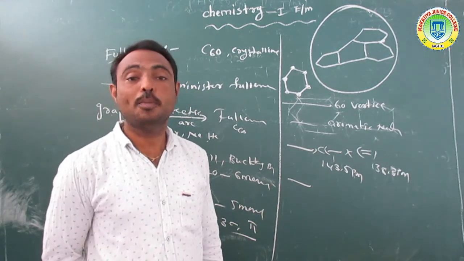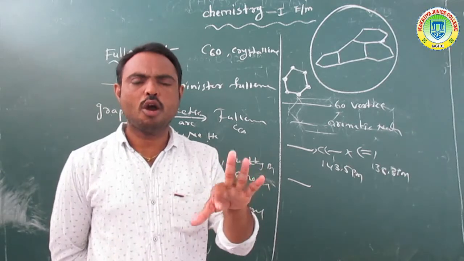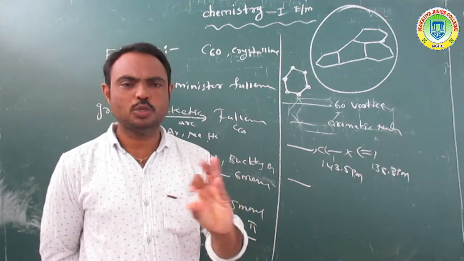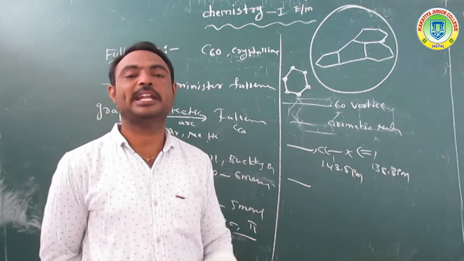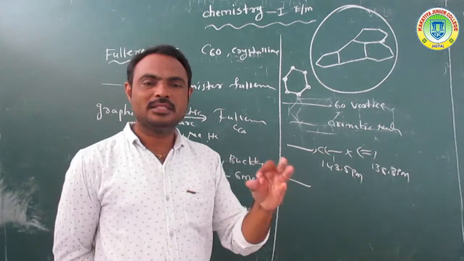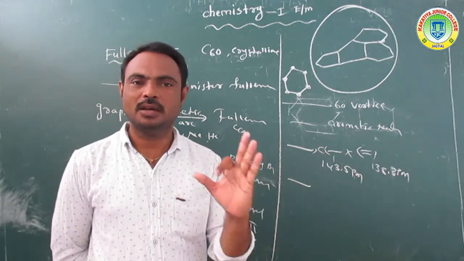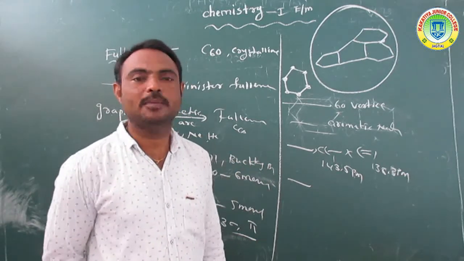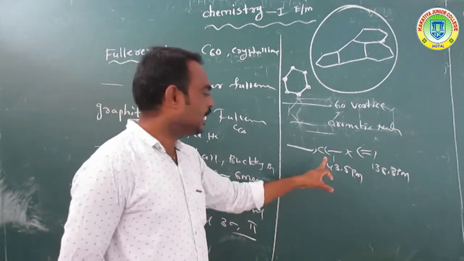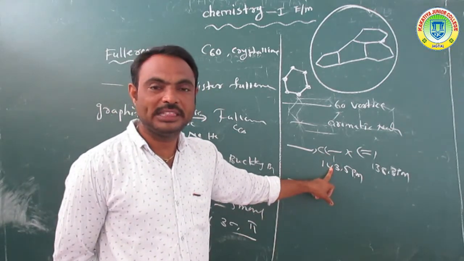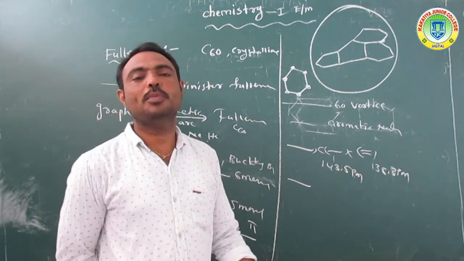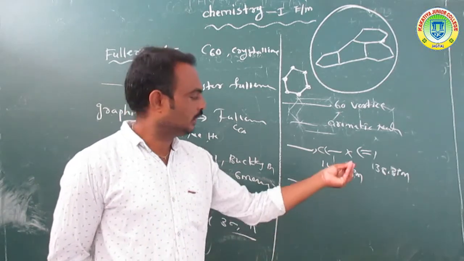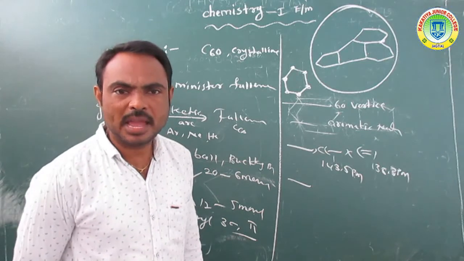And it has aromatic nature. Overall, it's like benzene components, closed structures. Closed structures like benzene are aromatic in nature, and it contains some places single bond and some places double bond. So these two places contain different bond lengths or different bond distances. Single bond distance is 143.5 picometers, and double bond distance 138.3 picometers.